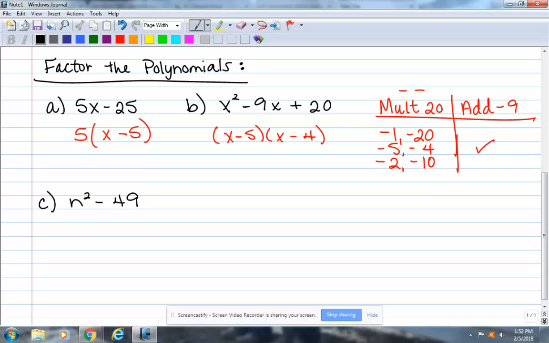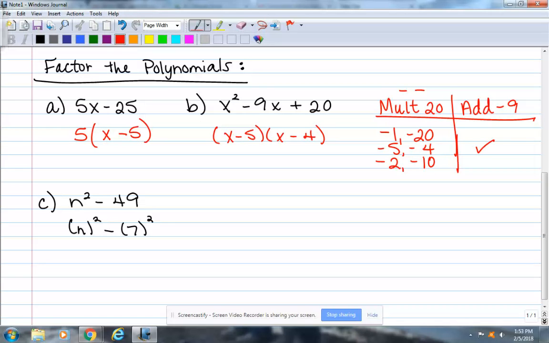Okay? So 7 times 7 is 49? Yes. So this is this term squared minus this term squared. Right? I meant to write that in red. Y'all forgive me. Y'all understand that?